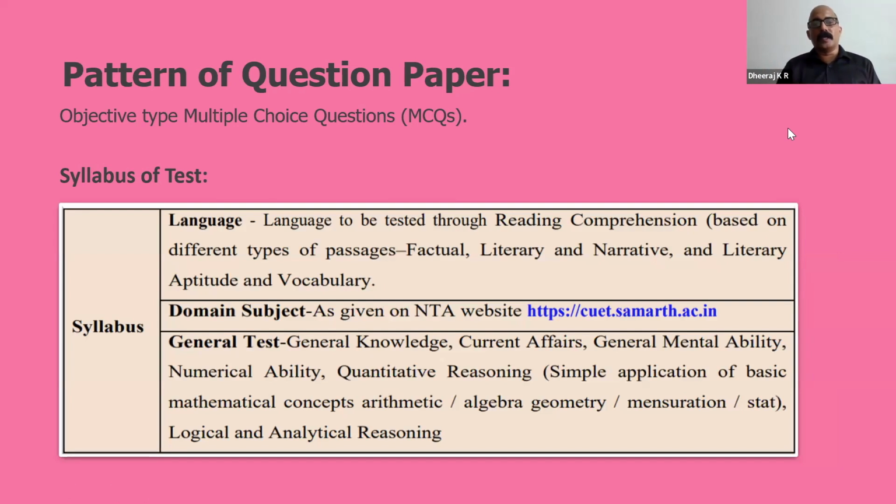Then the grammar part, grammar questions will be there. General knowledge, current affairs, mental ability, everything I have said. So this is the question paper pattern. And on the website CUET.samarth.ac.in, if you check, you will get to know what all the domain subjects are and what all the mapping is. Mapping means what subject you need to take for entrance for a specific program. So all these are given on this website.